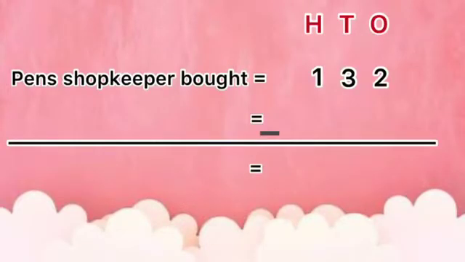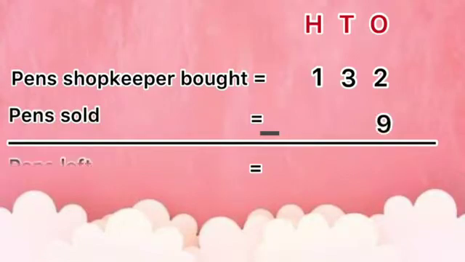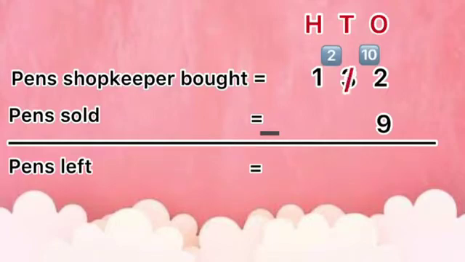Pens the shopkeeper bought: 132. Pens sold: 9. Students, let's solve this. As you know, first we subtract the ones. We cannot subtract 9 from 2. So, we borrow 1 ten as 10 ones from the tens place and carry it to the ones place. And it will become 12 ones. Now subtract 9 ones from 12 ones and it will become 3 ones.